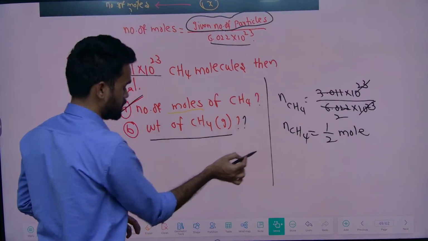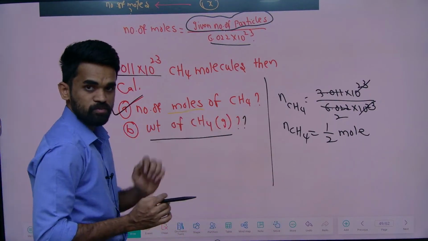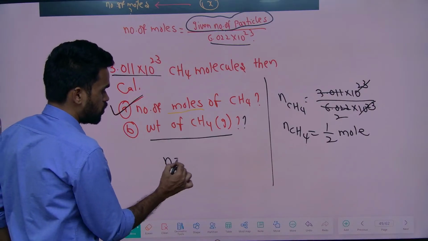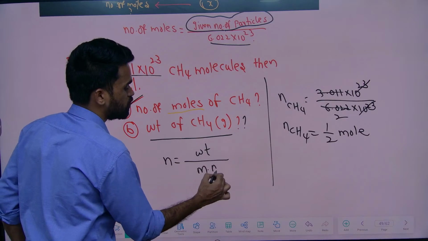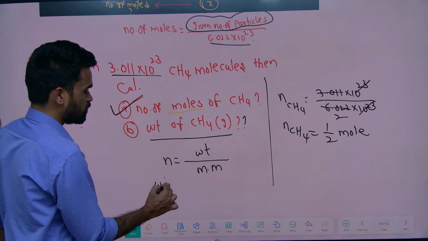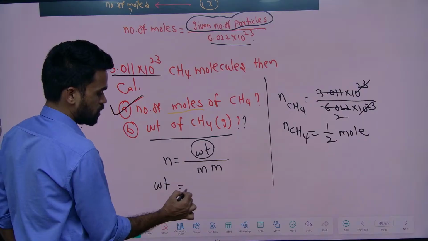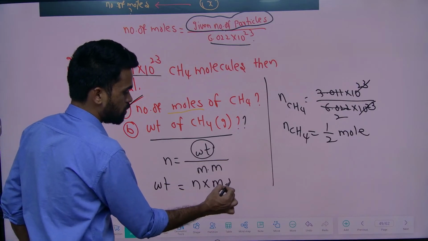How can you solve this? Once we know the number of moles, we can do it. Number of moles is equal to the given weight of that substance divided by its molar mass. We have a formula. Now I want the weight, the numerator, so I can say n into the molar mass of the substance.